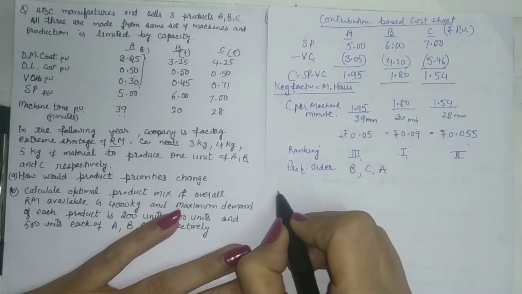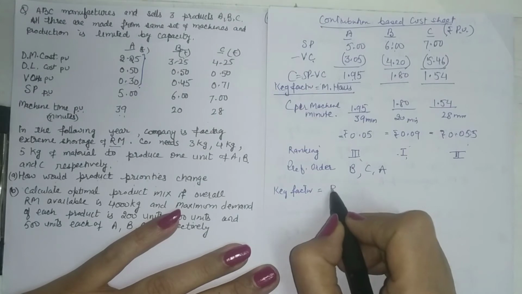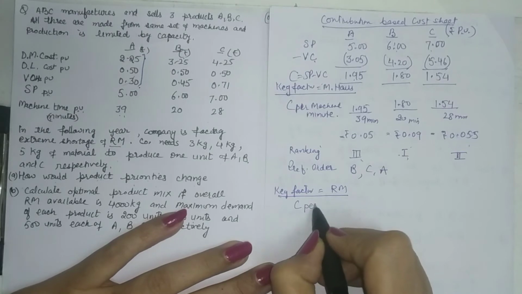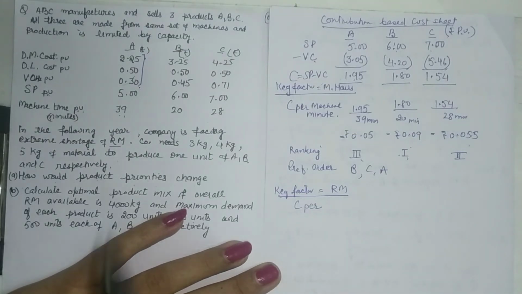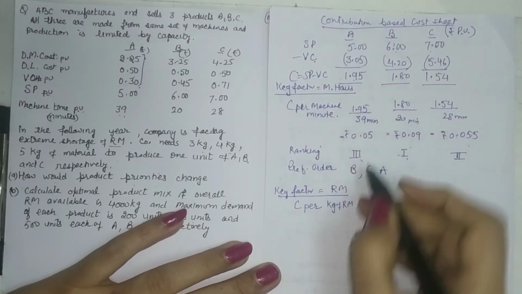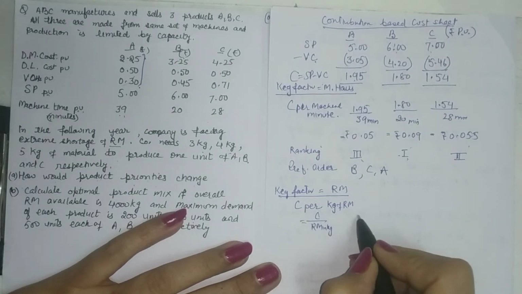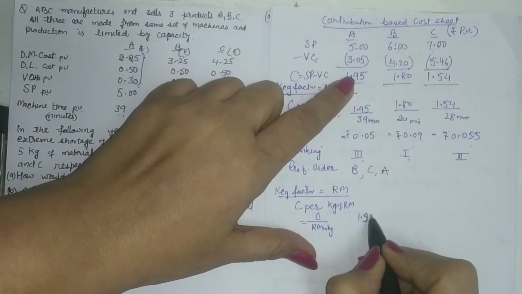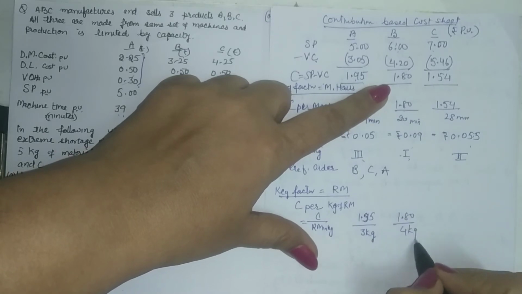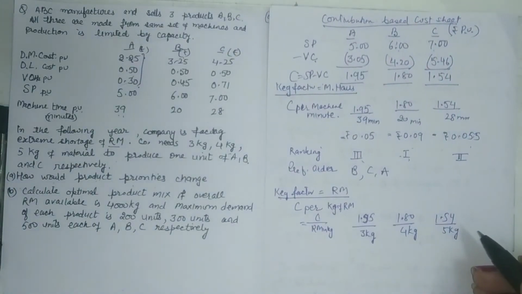Now, when the key factor is raw material, how will the priorities change? So now we will be calculating contribution per unit of raw material, and as raw material is in kilograms, it will be per kilogram of raw material. So herein it will be contribution upon raw material in kilograms. Contribution is 1.95 and it takes 3 kilograms to produce 1 unit, 4 kilograms for B, and for C it is 5 kilograms per unit of raw material.